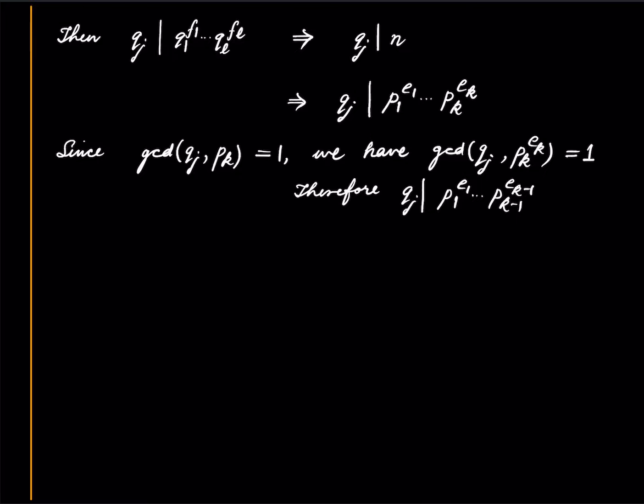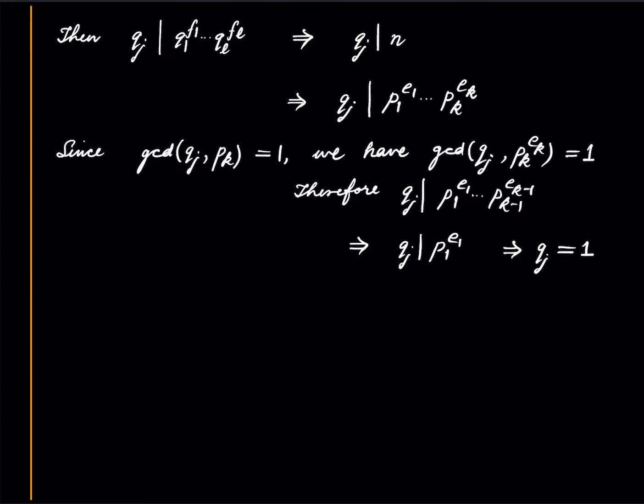And you keep repeating this argument. So ultimately, if you just keep doing this, you will end up with the fact that qj divides p1 to the e1, which is absurd because qj and p1 are relatively prime, and hence qj and this thing are relatively prime, which really implies that qj equals 1. Which is a contradiction because qj is a prime. It cannot be equal to 1. 1 is not a prime.